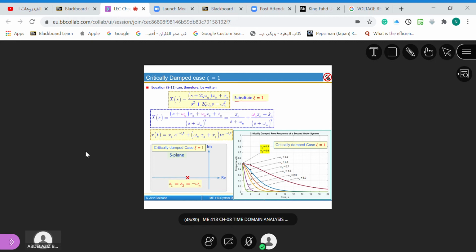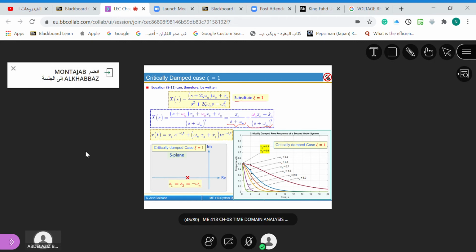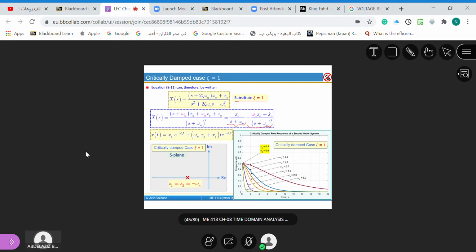We do the same steps we did for the underdamped, and we end up with this response when we write it in partial fractions. This one will be x0 exponential minus omega n t, and this one will give you omega n x0 plus x dot 0. These are the initial conditions. And 1 over s squared, when you take the inverse Laplace transform, will be t, but it is shifted with minus omega n.